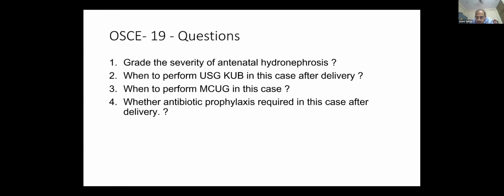Ultrasound 48 hours to 7 days or before discharge, 4 weeks. Okay. Correct. Moderate. MCUG indication: moderate to severe pelviectasis, APD more than 10 mm. Correct. So almost everyone is answering correctly.